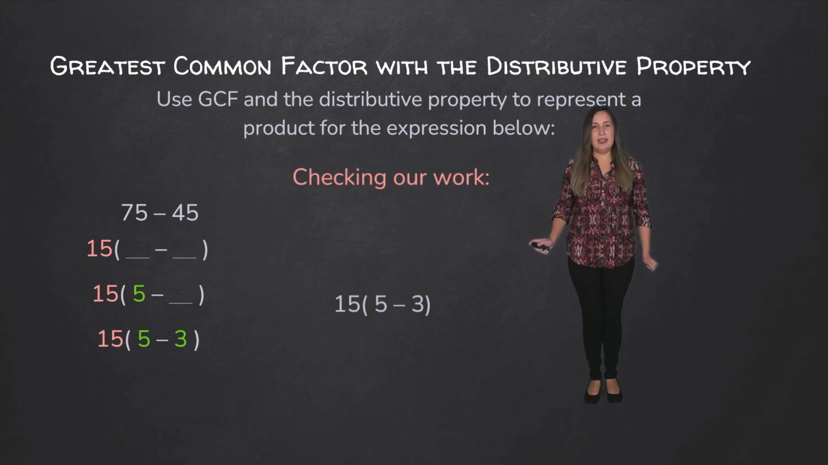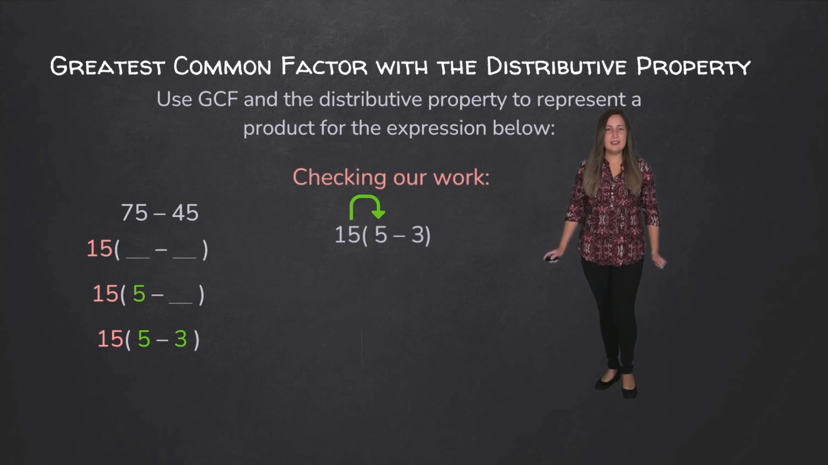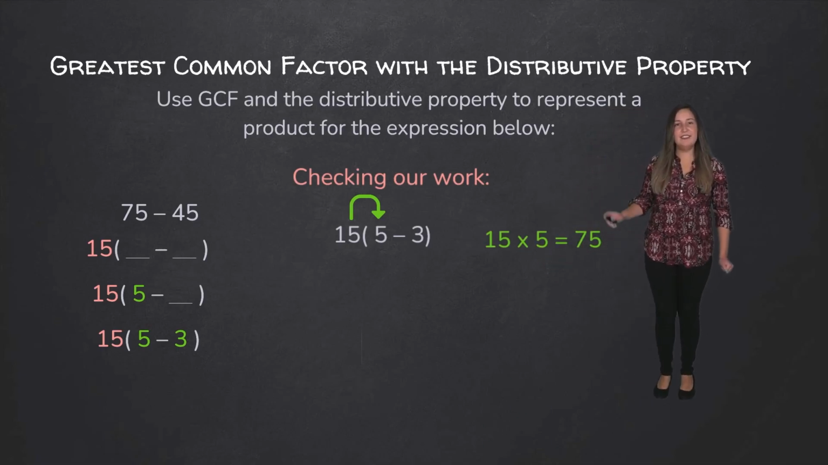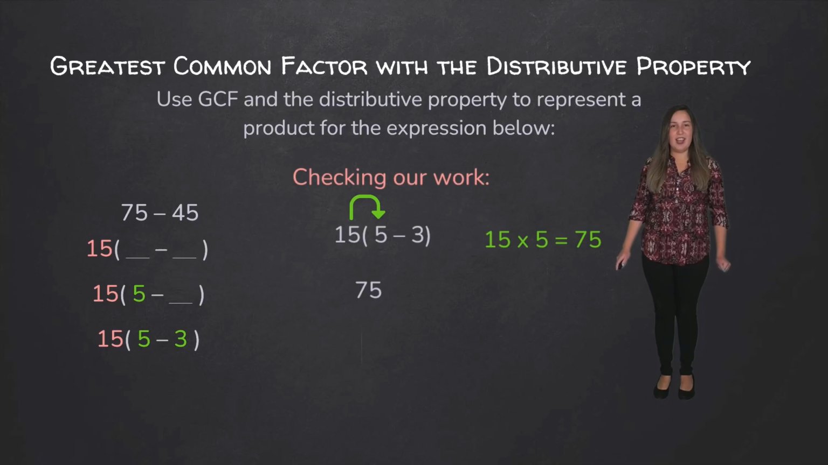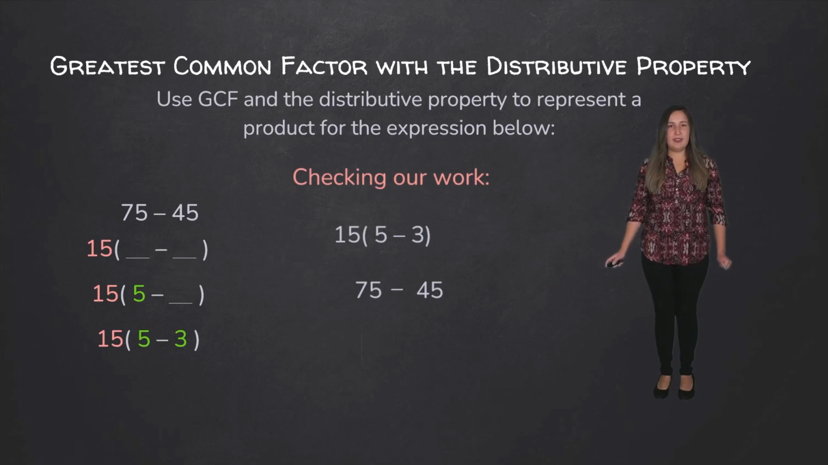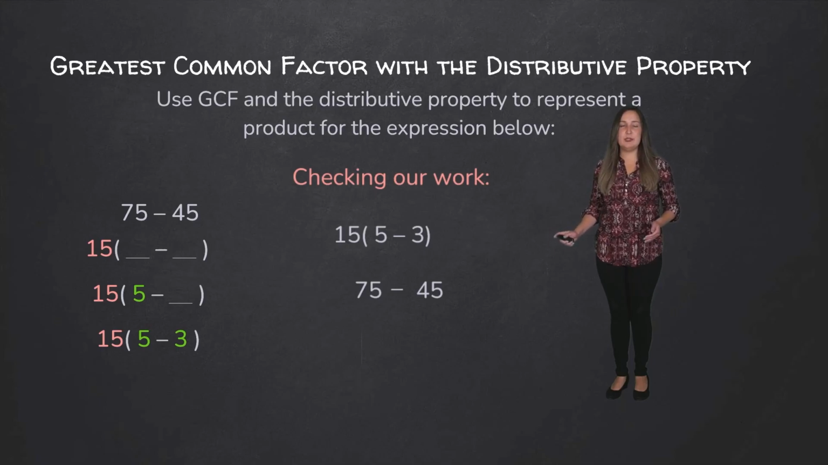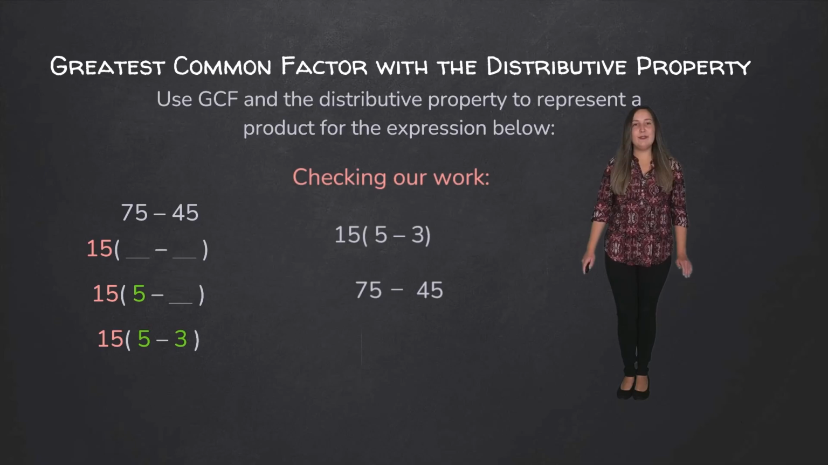So we know that 15 times 5 is 75. So we're going to put down a 75. We're going to bring down the minus sign. And we know that 15 times 3 is equal to 45. So we're going to write a 45. So we know that 75 minus 45 is equal to 15 times 5 minus 3. And that's it for greatest common factor with the distributive property.